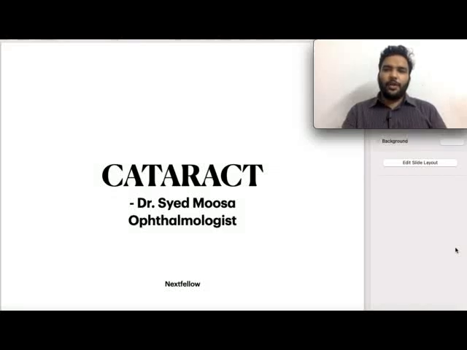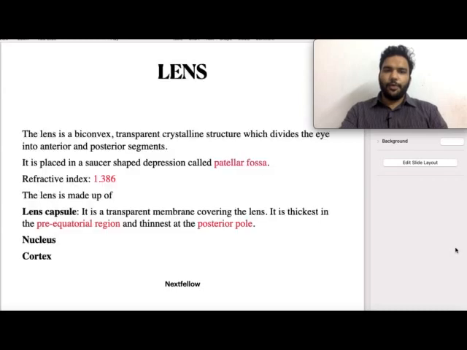Now we are going to talk about an important topic called cataract. It's very important from your entrance exam point of view. Before talking about cataract, let's examine the lens. The lens is a biconvex transparent crystalline structure which divides the eye into anterior and posterior segment.